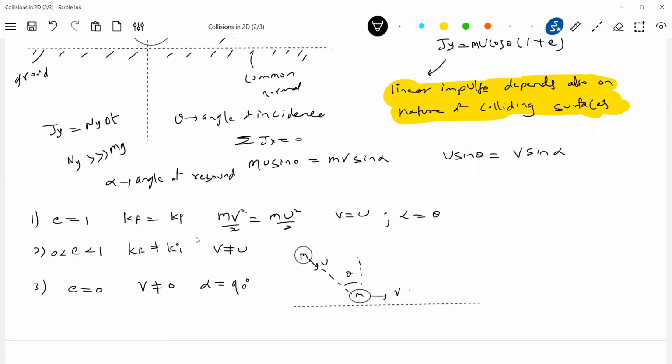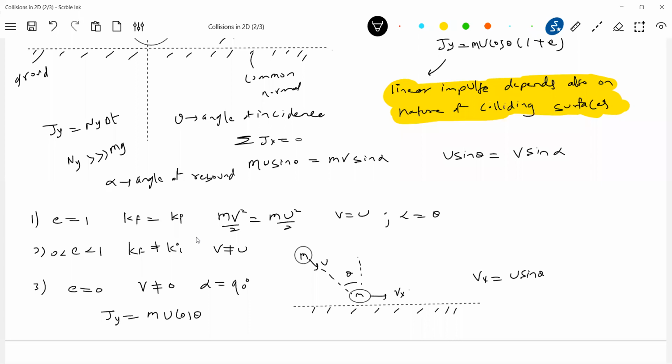So this you write Vx. So what is Vx equal to? U sine theta. It will not get stuck to it. It will move on the surface. Then what is the impulse? You can write it. Jy is equal to mu cos theta only, because for E equal to 0 it will be only mu cos theta. Can we calculate loss in kinetic energy? Yes, we can determine.